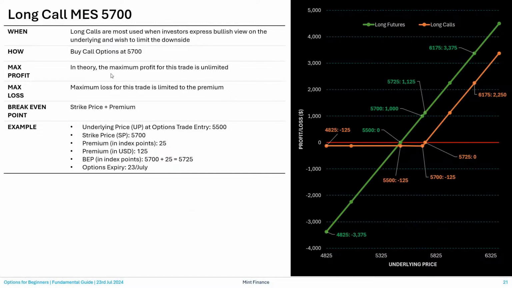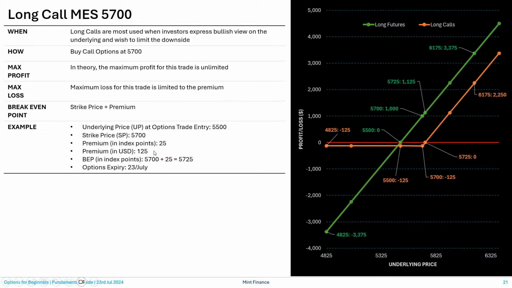Another important calculation is the break-even point. So this is something Sri mentioned, right? This would be when our net debit is equal to our net credit. So essentially, this can be calculated in a very simple way based on the strike price plus the premium. So the premium that we're paying in this hypothetical example is 25 index points.